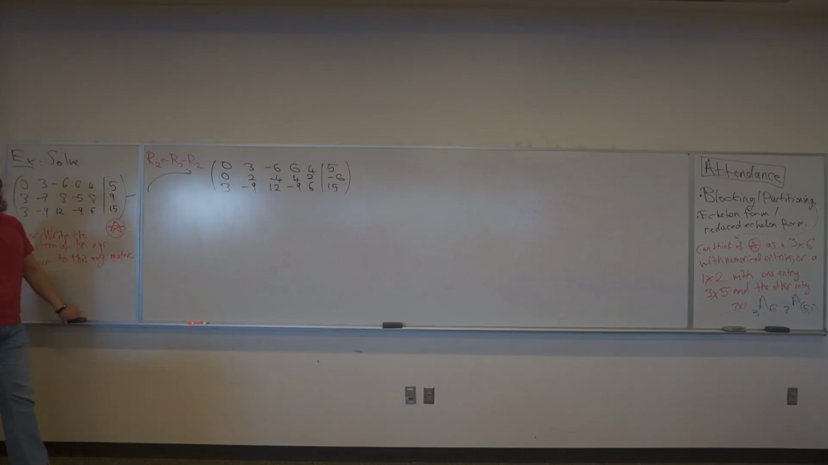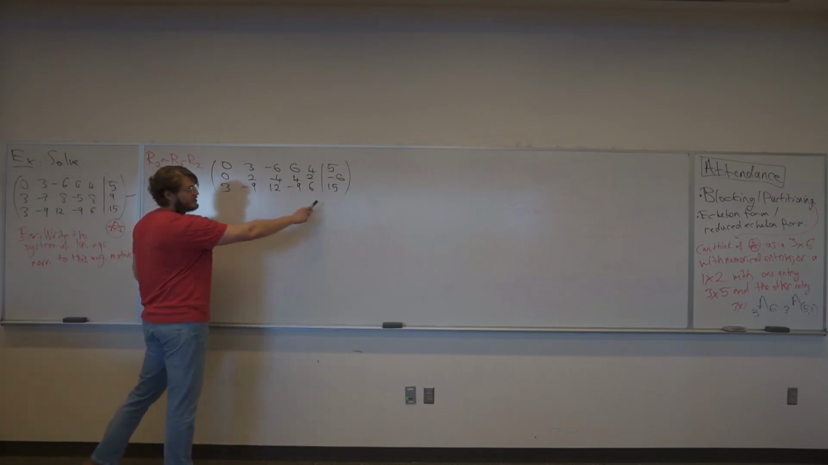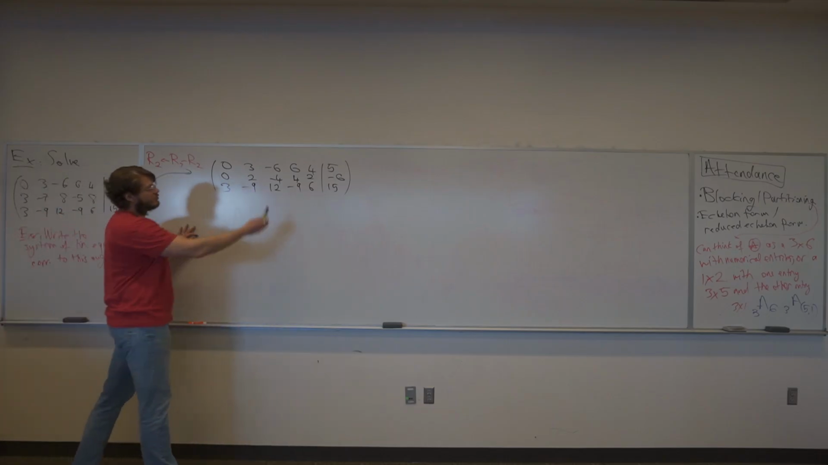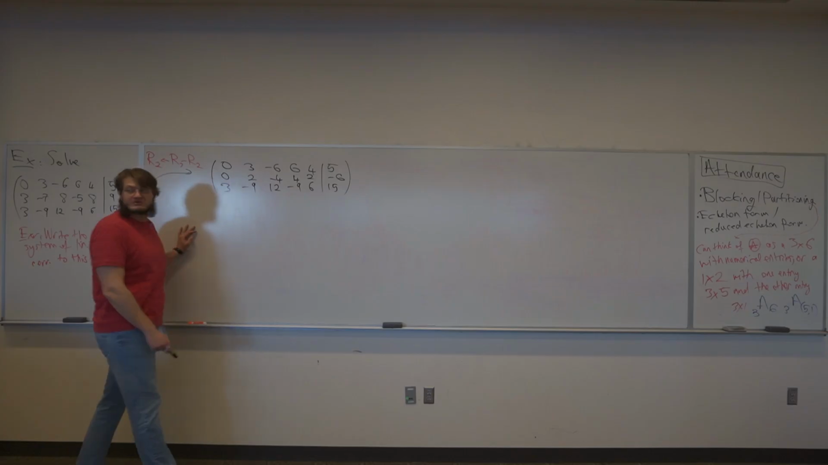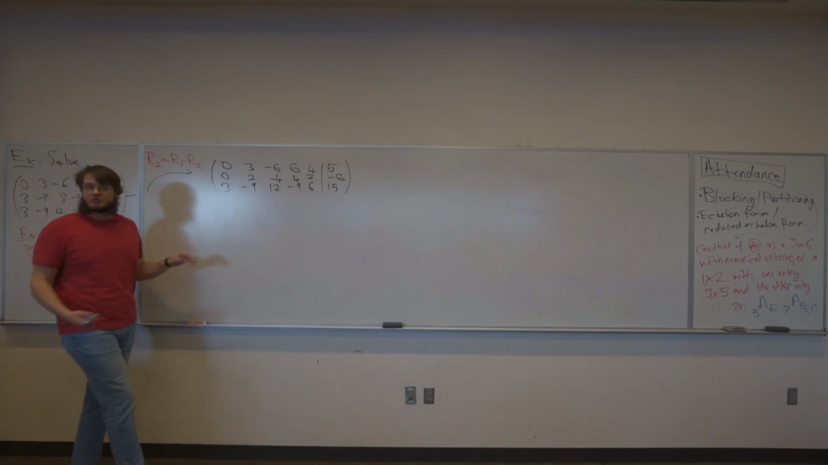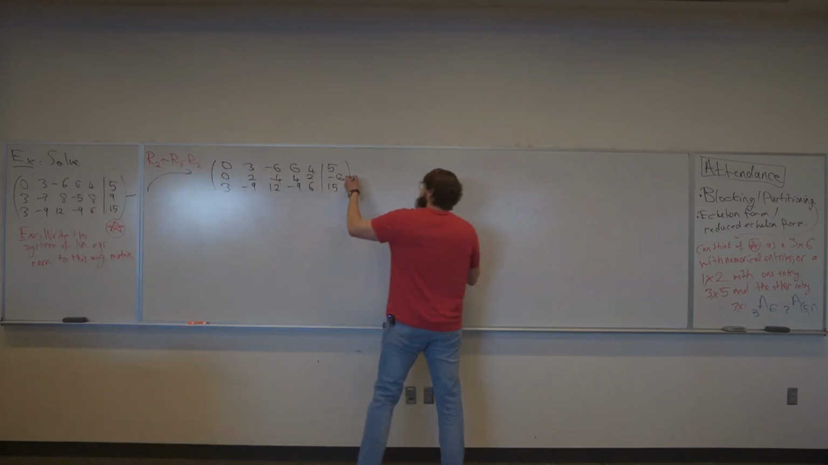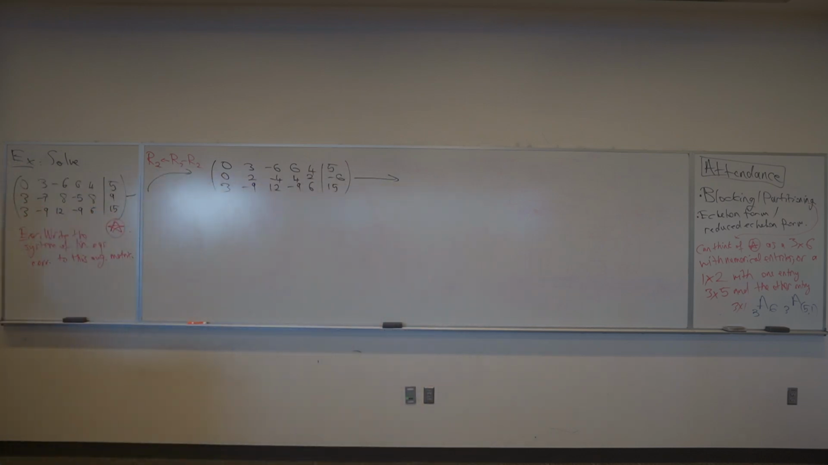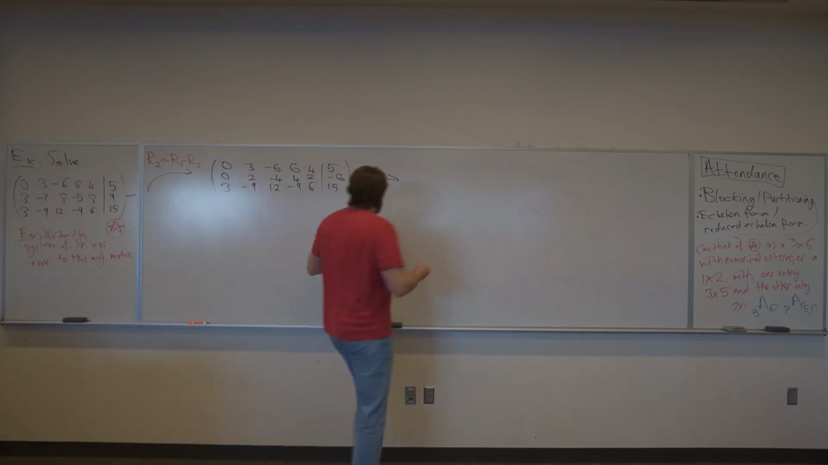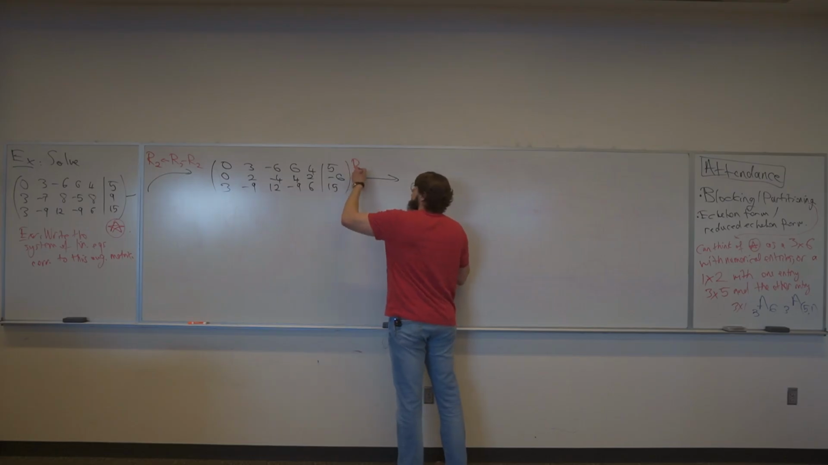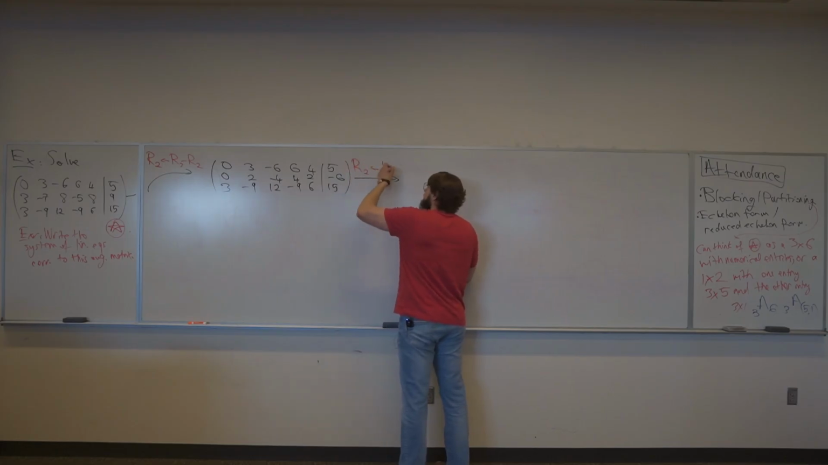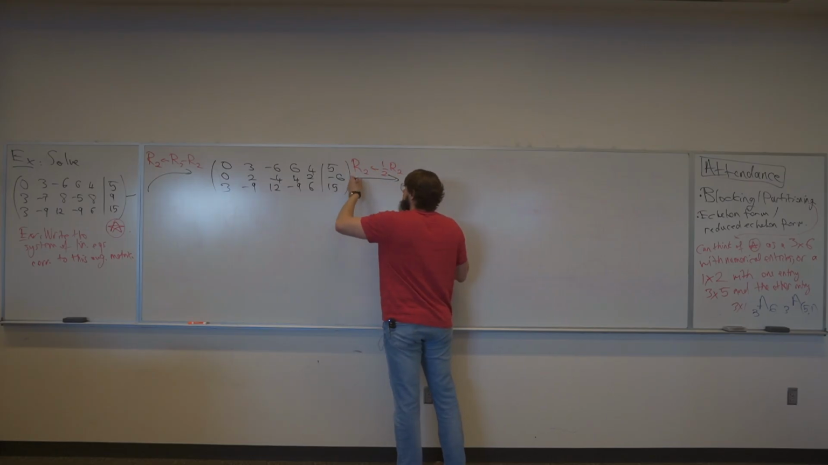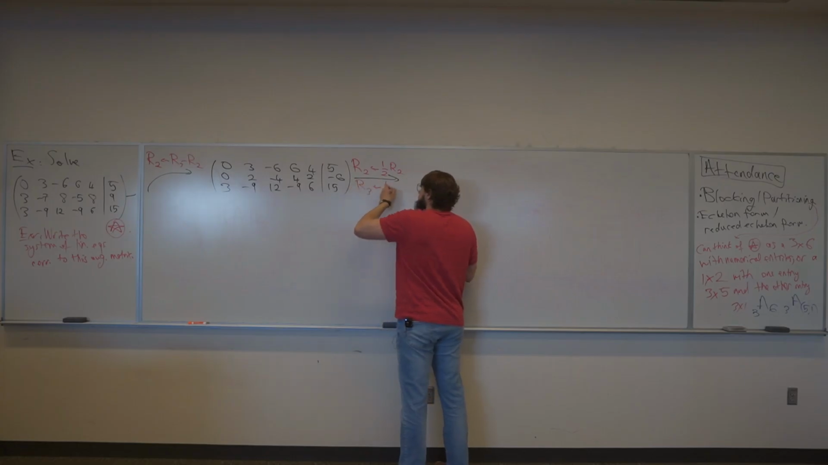Okay, so now we're in a better situation because we have some symmetry in the third row. Everything is a multiple of 3. But also we have some symmetry in the second row. Everything is a multiple of 2. So let's use those. I'll do both of them simultaneously, like so.